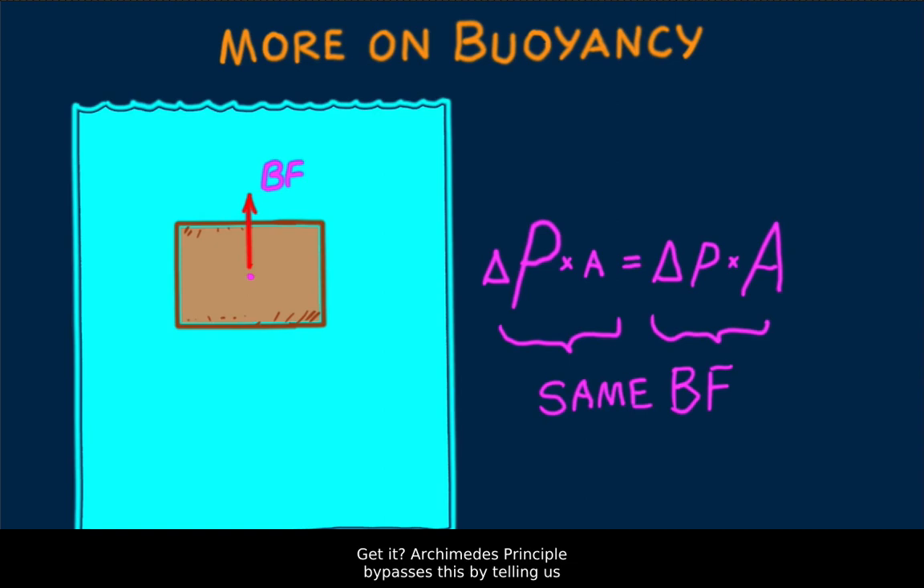Archimedes' principle bypasses this by telling us that the buoyant force equals the weight of water displaced regardless of position. And clearly the block displaces the same amount of water whatever its position beneath the surface.